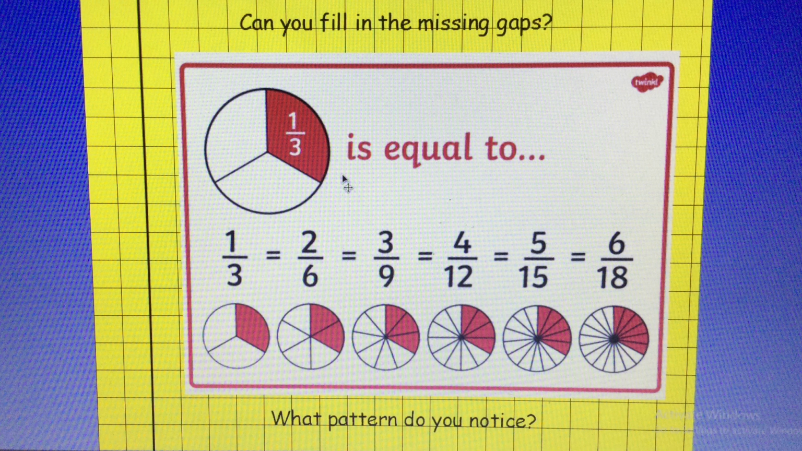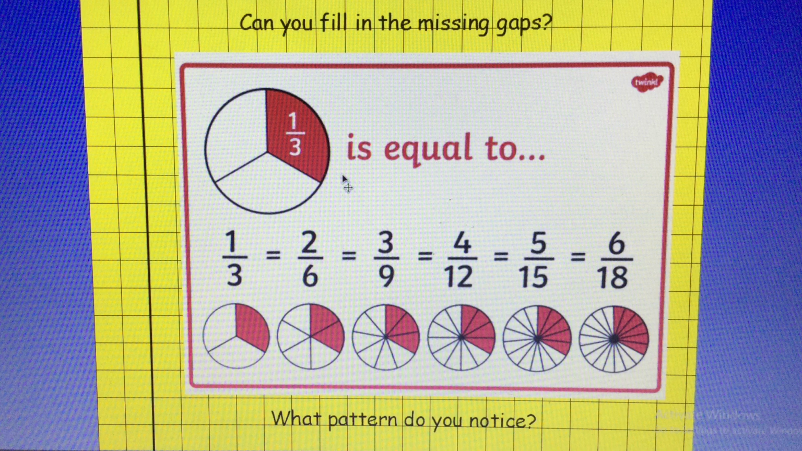So, as we can see, 1/3 is equivalent to 2 sixths, 3 ninths, 4 twelfths, 5 fifteenths and 6 eighteenths. Now, did anybody notice a pattern in the numerator or in the denominator? Let's have a closer look. If we have a look at our numerator, it's going up in ones. 1, 2, 3, 4, 5, 6. That's how many parts have been coloured in when we look at our whole.